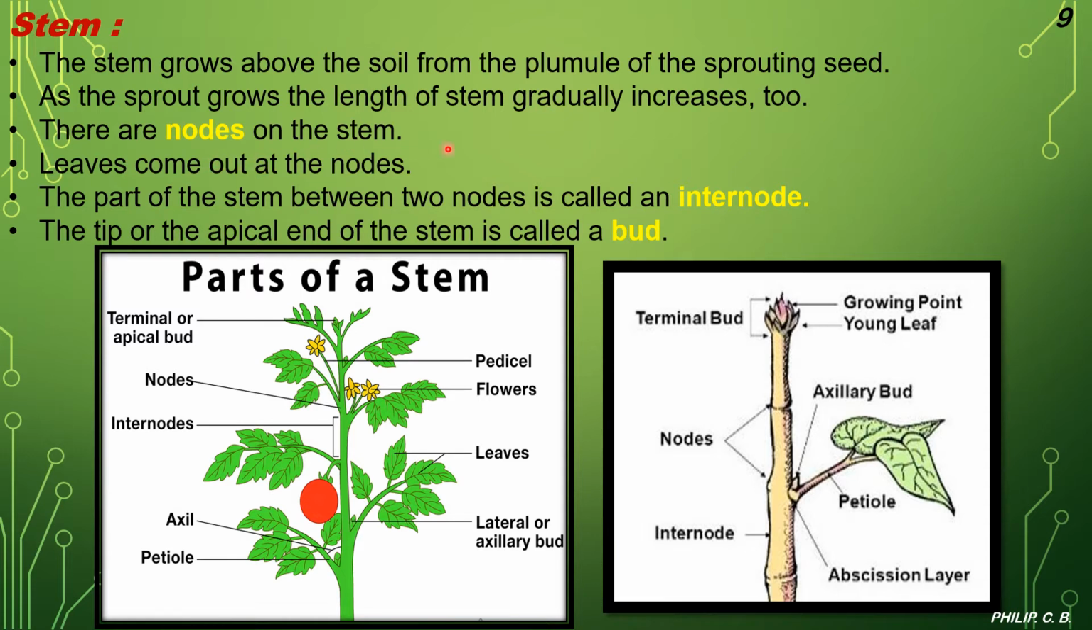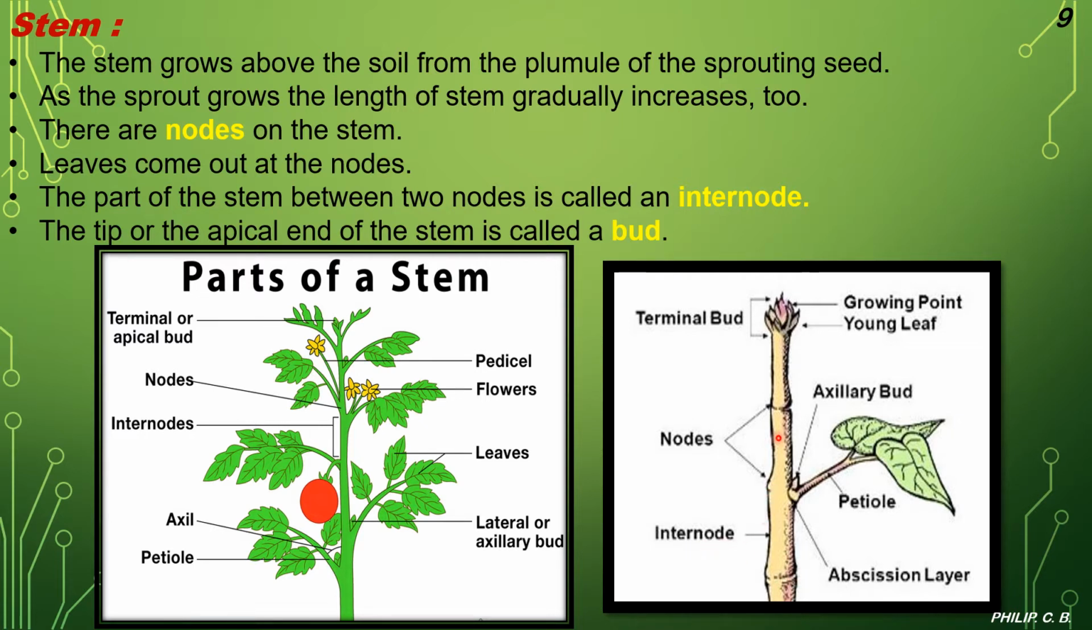So there are nodes of the stem which are seen in the image. The leaves come out at the nodal region or the nodes. The part of the stem between two nodes is called internode. Also the tip or the apical end of the stem is called a bud. So first we will take the image towards the right, which I am highlighting. You can see here the stem part starting from the lower end, internode.